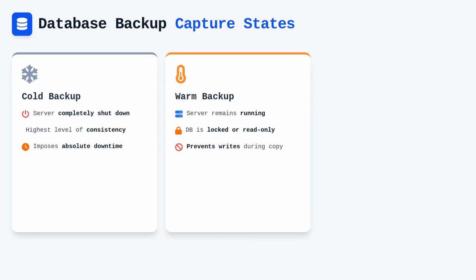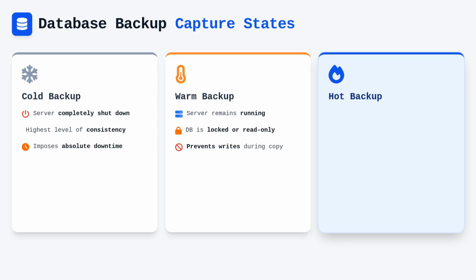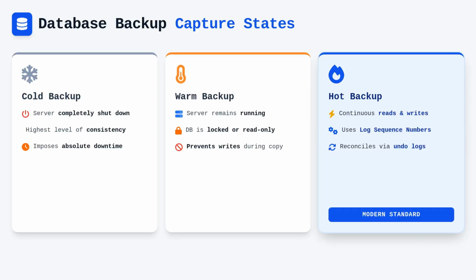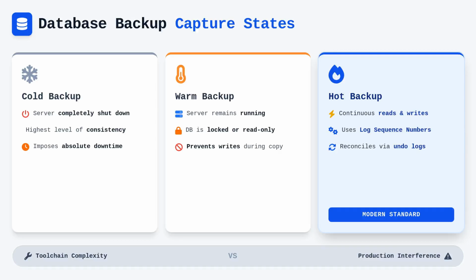In modern production environments, we almost exclusively rely on hot backups, where the server continues to handle reads and writes while the backup utility captures the data. To achieve this, tools like MySQL Enterprise Backup use techniques such as taking a snapshot of the log sequence number or utilizing undo logs to reconcile changes that occurred during the copy process. Choosing between these states is essentially a trade-off between the complexity of your toolchain and the amount of interference you are willing to tolerate in your production environment.